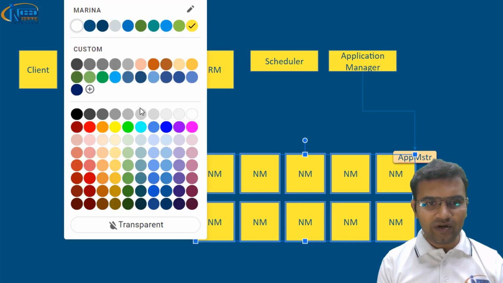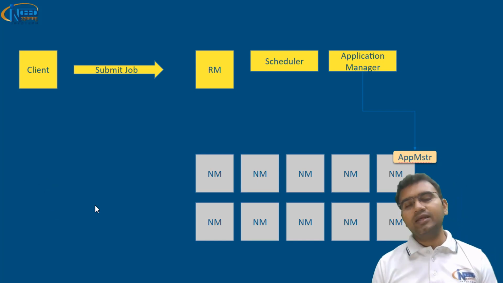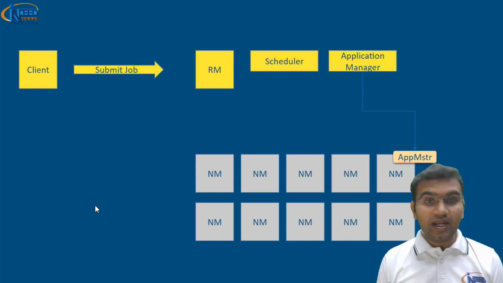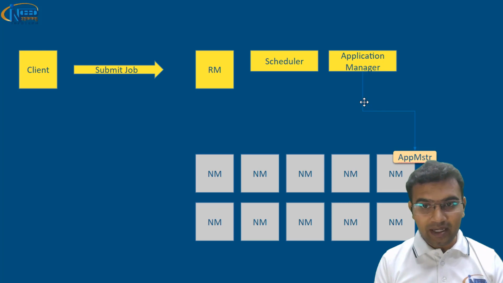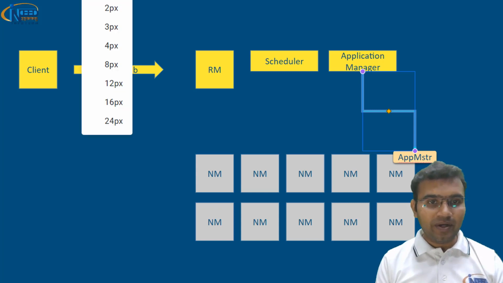Let me give them a different color so that they are easily identified. These are the node managers, which are responsible for actually executing the task. But who will execute? The application master will execute, and the application manager is helping to initiate the application master. So that is how it is happening.